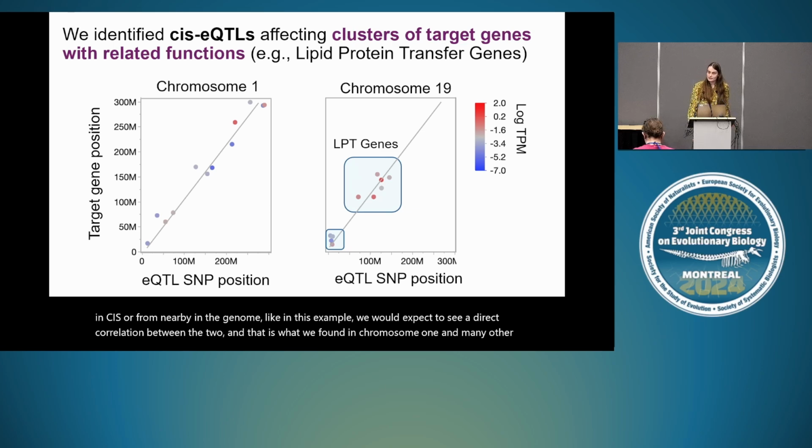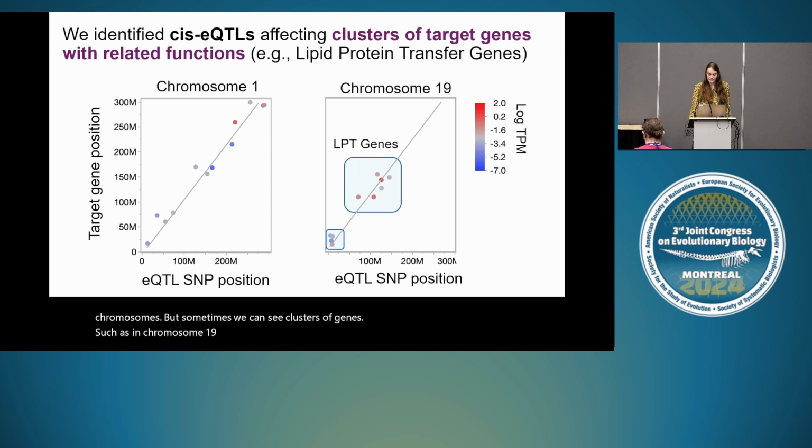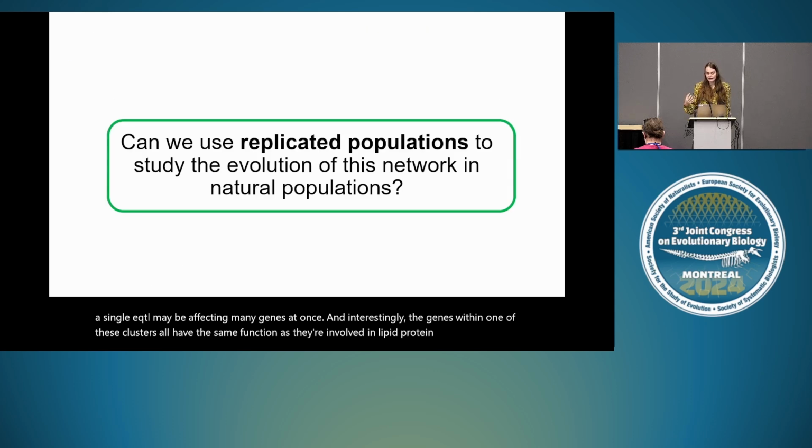But sometimes we can see clusters of genes, such as in chromosome 19 and highlighted in blue there. So this clustering can indicate that a single eQTL may be affecting many genes at once. And interestingly, the genes within one of these clusters all have the same function, as they're involved in lipid protein transfer.